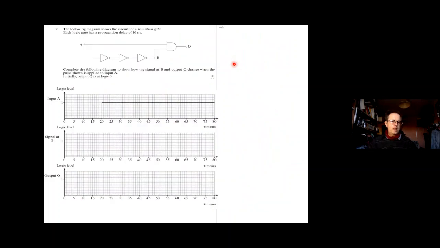Associated again with D-type flip-flops are things called transition gates. Now, transition gates are used in the world of electronics to basically create pulses, okay? And a rising edge pulse, which is used to transfer data.